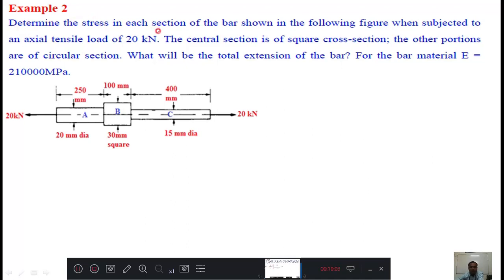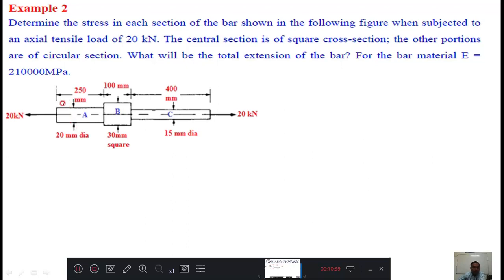Determine the stress in each section of the bar shown in the following figure when subjected to an axial tensile load of 20 kN. The central section is of square cross section, and the other portions are of circular section. What will be the total extension of the bar for the bar material E equal to 2.1 times 10 raised to 5 MPa, and all dimensions are given here.